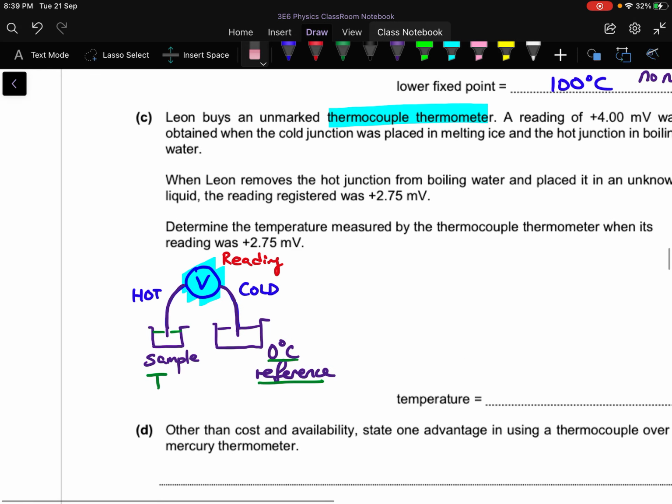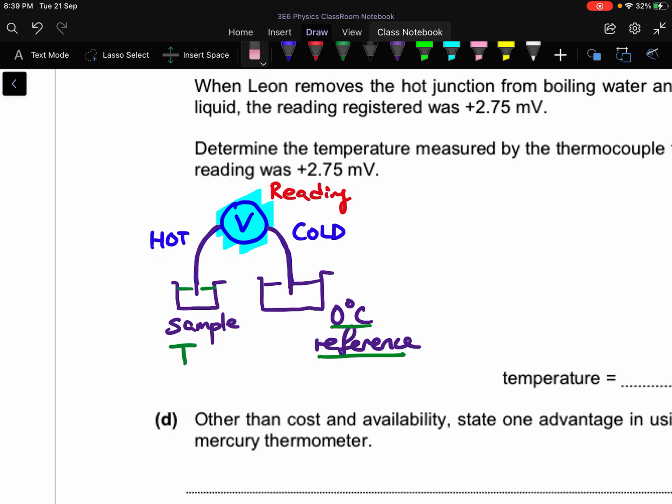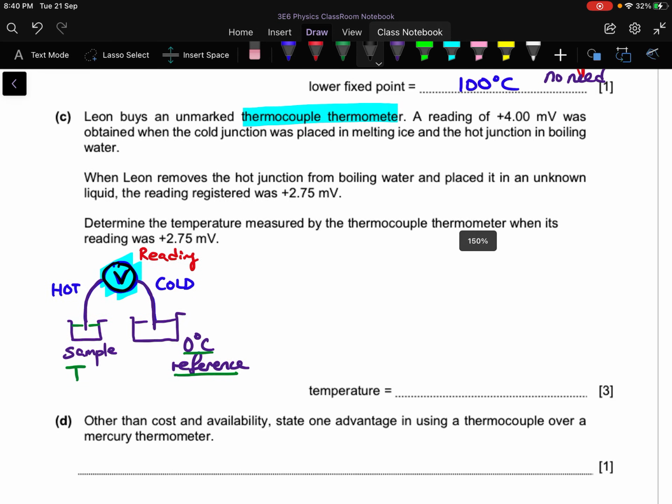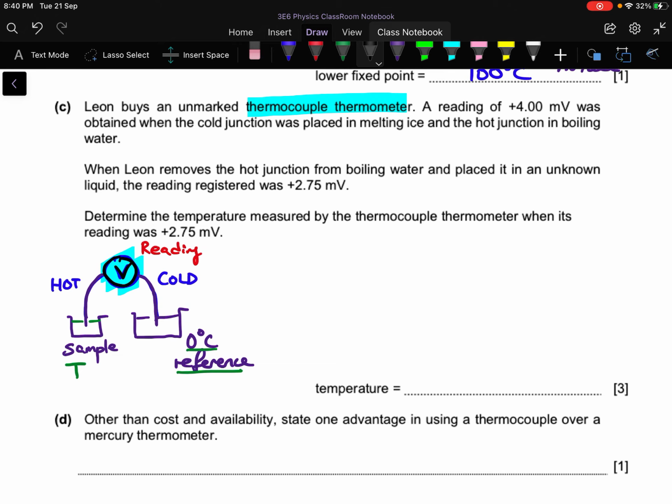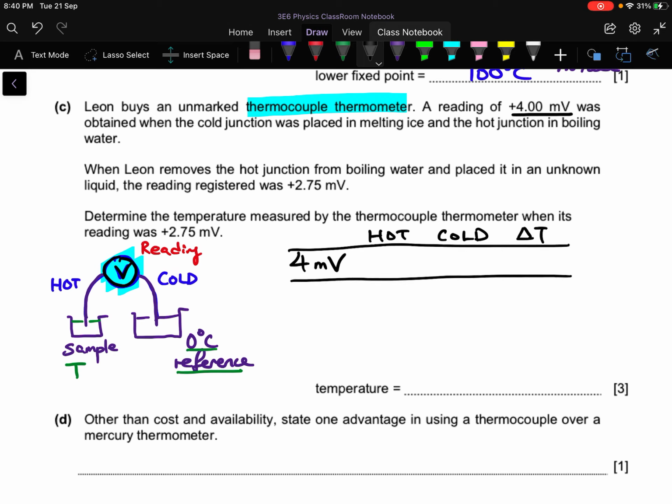Once you put things into different temperature, there is this effect called thermoelectric effect that will cause a current to run, and that is how you get the reading over here. Once you understand this, it is quite straightforward. Here they give you a reading of 4 millivolt. I write down hot first, easier. Hot and cold, and then my difference in temperature.